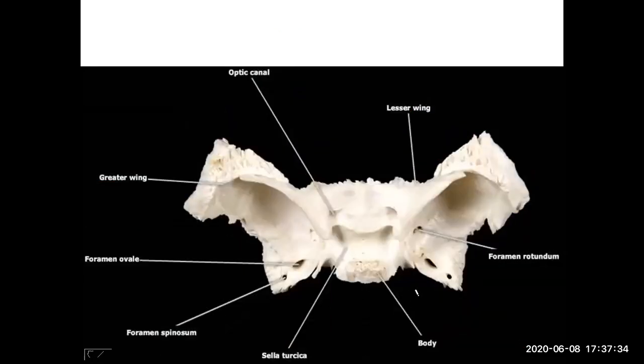And to get the superior view, we're able to see again the optic canals running through the lesser wing and the groove of the sella turcica.